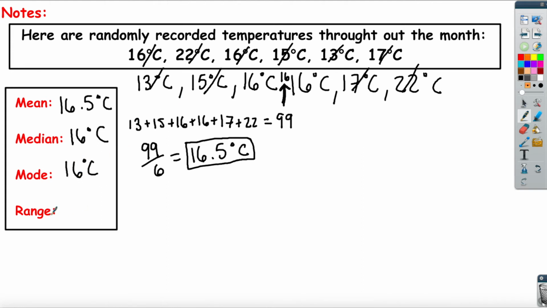The range, how spread out is your data set? So what you need to do is find the largest value and take away the smallest. So I have 22, take away, what's the smallest? 13. Looks like we'll get a value of 9 degrees. So I'd go here. And there you have it.